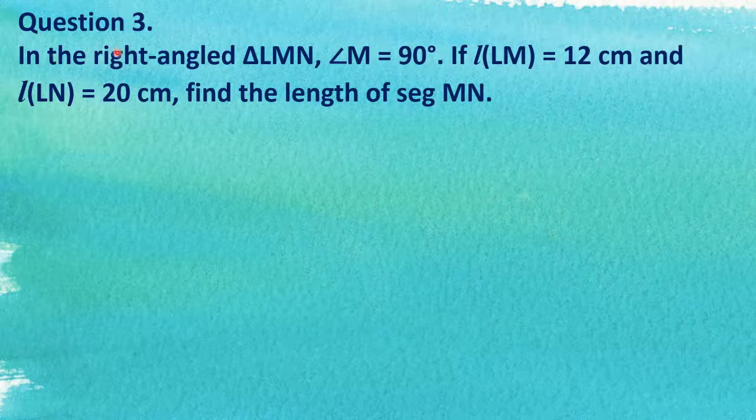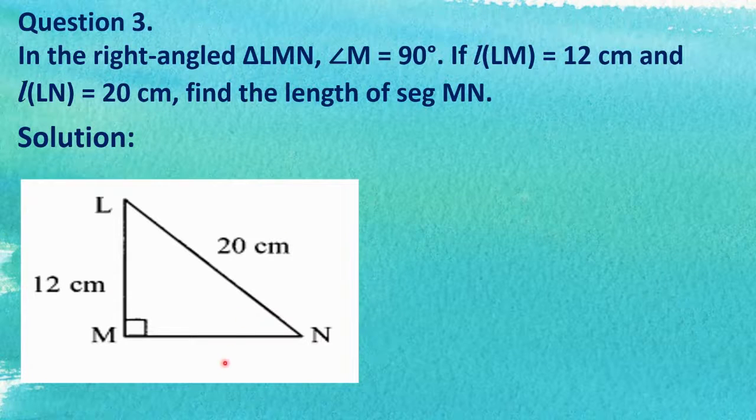Question number 3. In the right angle triangle LMN, angle M is equal to 90 degree. If length of LM is equal to 12 centimeter and length of LN is equal to 20 centimeter, find the length of segment MN. So here we have to find the length of segment MN.